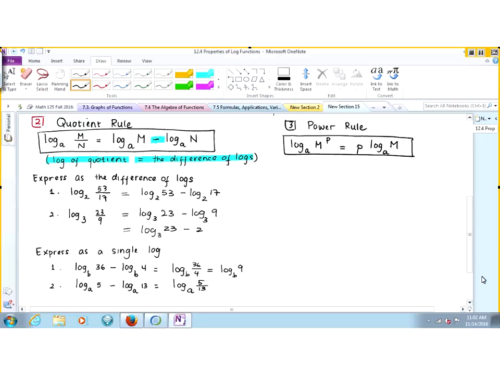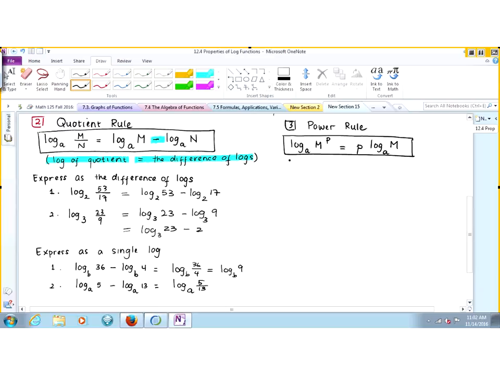Okay. I don't know how to say it. Hold on. Log of power, something to the power is equal to. Let me see how we say the word. Okay. Give me a second. So, 12.4. Okay, 12.4 properties of log.